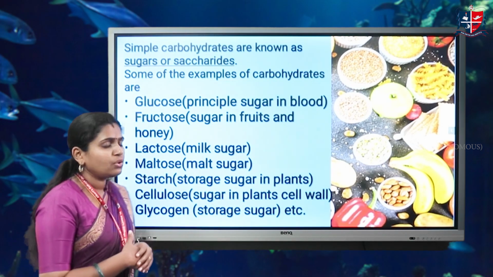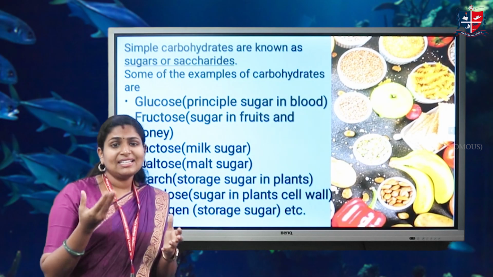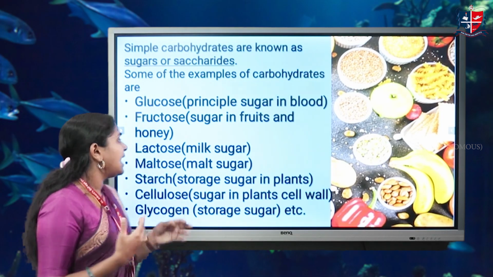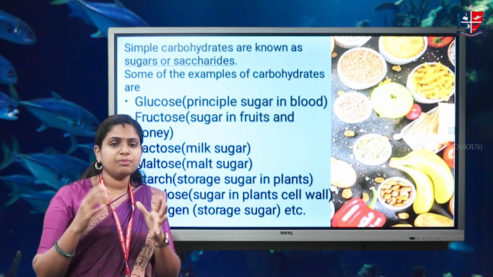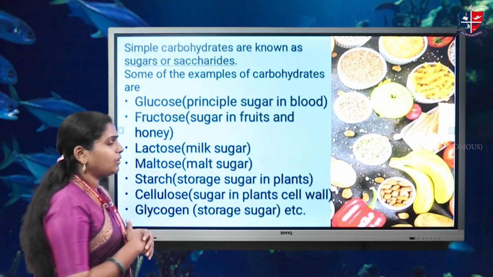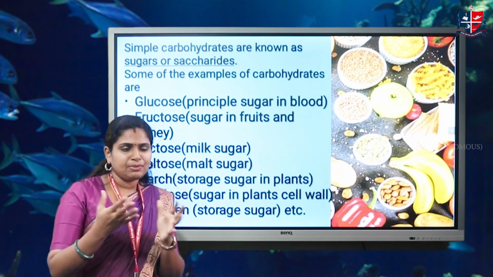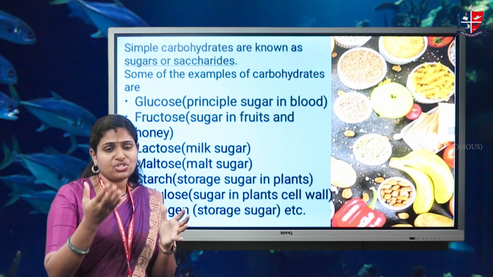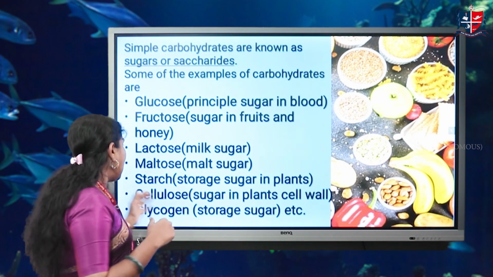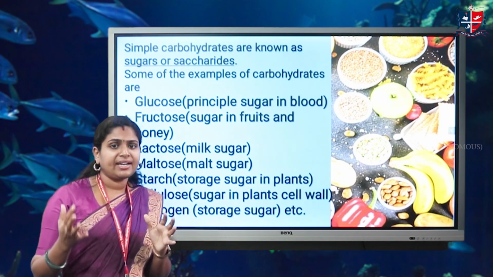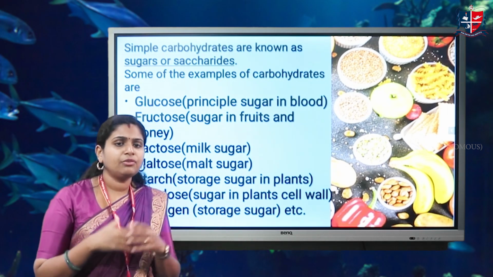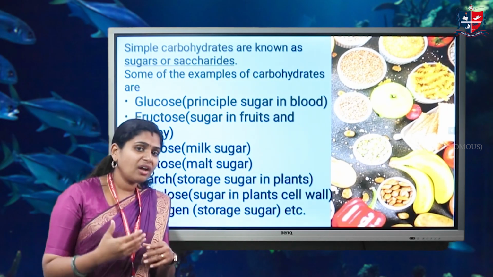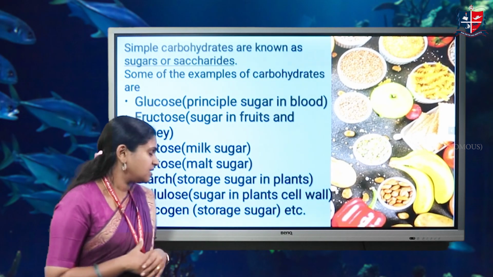Second one is fructose, found especially in fruits and honey. Then sucrose, and lactose, that is the milk sugar. The sugar present in milk is lactose. Maltose is malt sugar, which we can see especially in malt, etc. And starch, that is a polysaccharide, the storage form in plants. Plants store their food in the form of starch, and the starch is formed from photosynthesis.